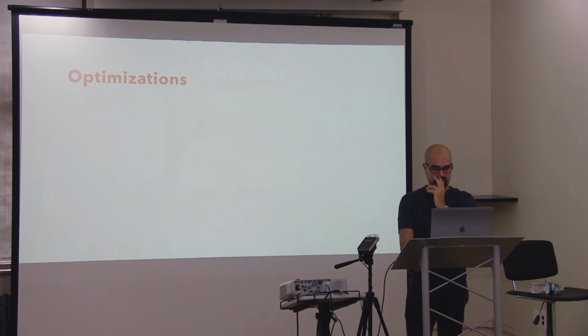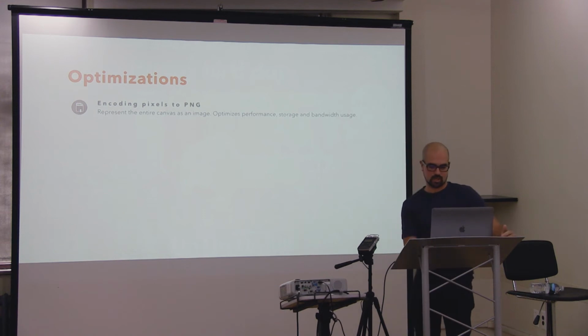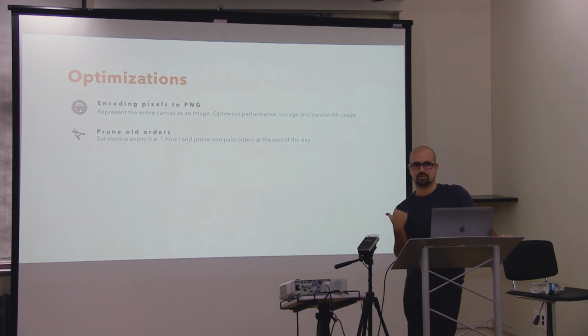So I wanted to go over some of the optimizations I had to do. First, encoding the pixels to PNG was not something that was immediately obvious at the beginning. The gains were reduced storage and bandwidth requirements. The second thing was pruning old orders from the database. I use an invoice expiry of 1 hour, and this means I could reliably delete orders after 24 hours. The reason for this was that I was on the free tier for the database service, which only gives me 500 megabytes. So this way I could keep using that.